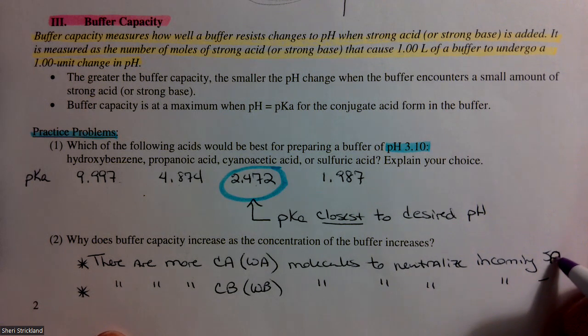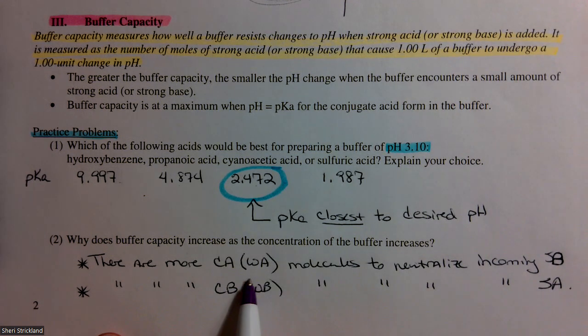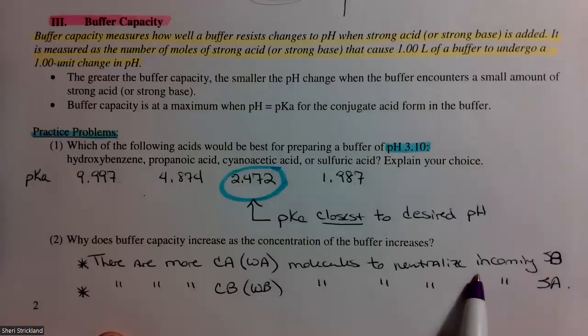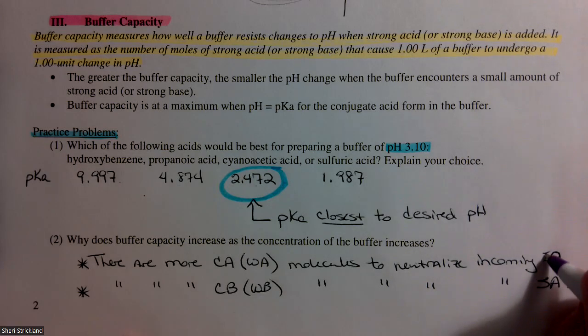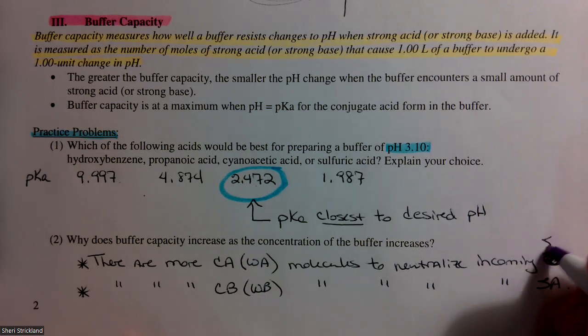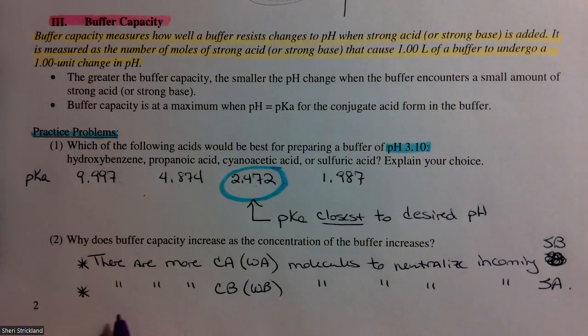I did this backwards. All right, let me write it down and we'll walk back through it. There are more conjugate acid molecules to neutralize incoming strong base. That's not even very visible. Just try that again. There we go. And there are more conjugate base molecules to neutralize incoming strong acid.